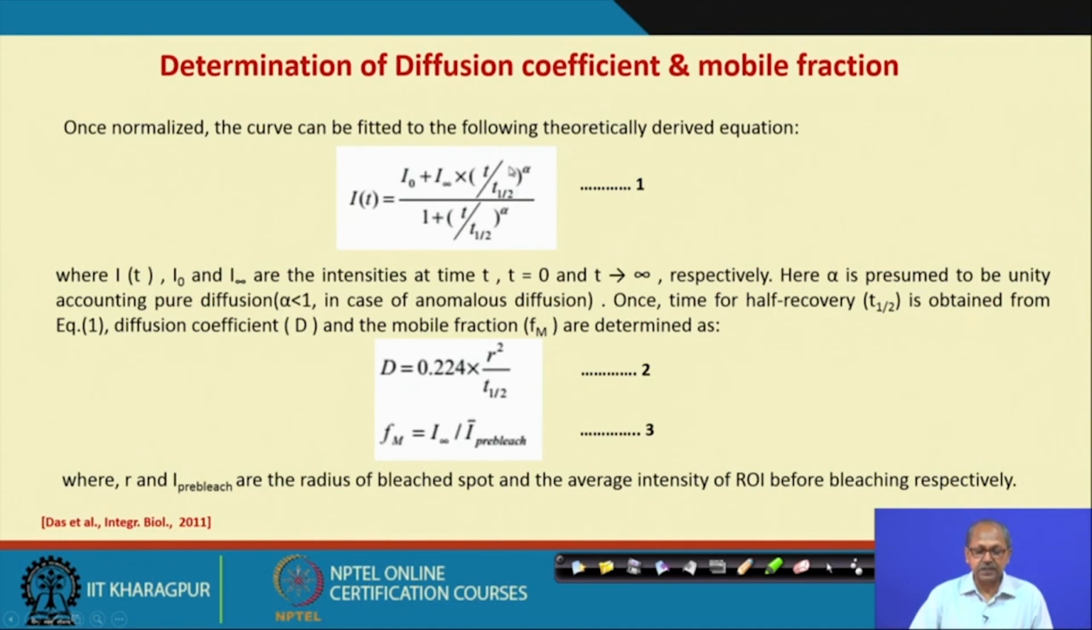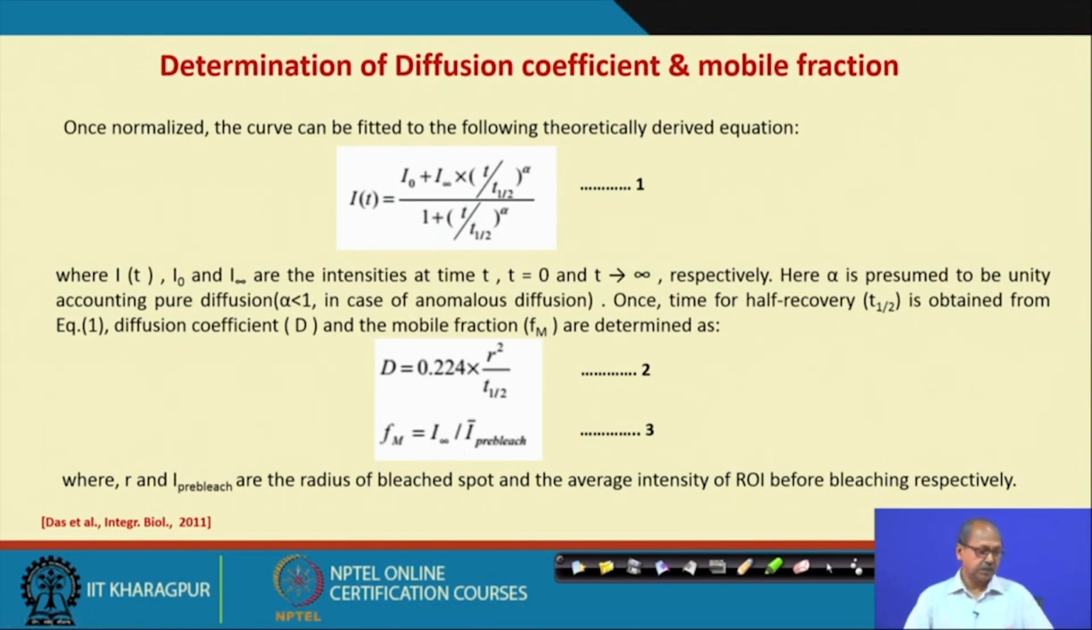From these equations, we can calculate the T half. Once we know the T half, then we can calculate the diffusion of that fluorophore or fluorophore-tagged molecule: diffusion equal to 0.0224 into r square by T half, where r is the radius of the region of interest. And most importantly, the mobile fraction equal to I infinity by I prime. So, this is very much important for our experiment.